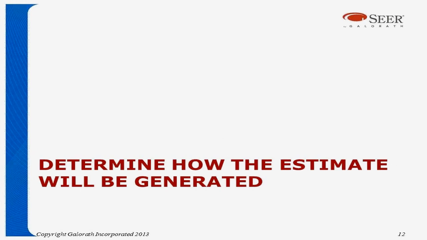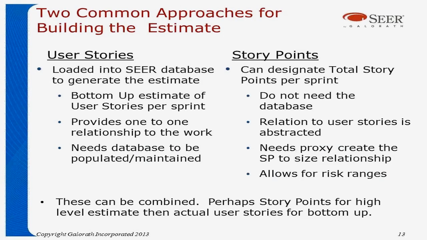Next, let's determine how our estimate's actually going to be generated. There's 2 common approaches for building an estimate for Agile. Traditionally, either user stories or story points. For user stories, what you can do is load your user stories into a SEER database to generate your estimate. This makes it really nice to do bottoms-up estimates using the user stories by aligning them to each sprint. This allows you to provide a one-to-one relationship between that user story and the sprint. However, you do need the database to be populated, and you'll have to maintain it.